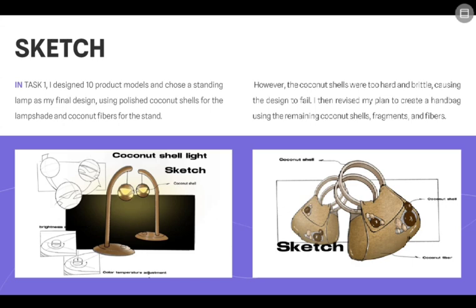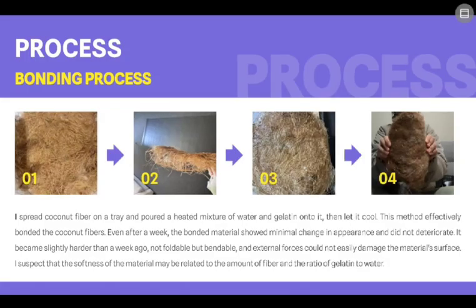In Task 1, I designed 10 product models and chose a standing lamp using polished coconut shells and coconut fibers. However, the shells were too hard and brittle, causing the design to fail. Consequently, I revised my plan to create a handbag using the remaining coconut shells and fibers. For the bonding process, I spread coconut fiber on a tray, poured a heated mixture of water and gelatin onto it, and let it cool, creating a slightly harder, bendable, and durable material.